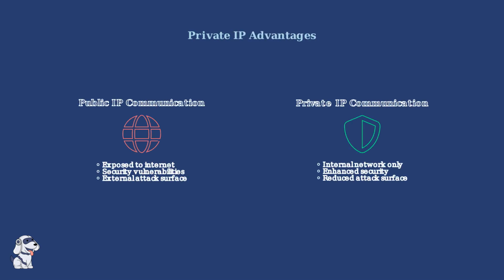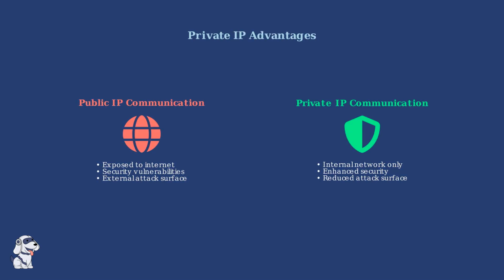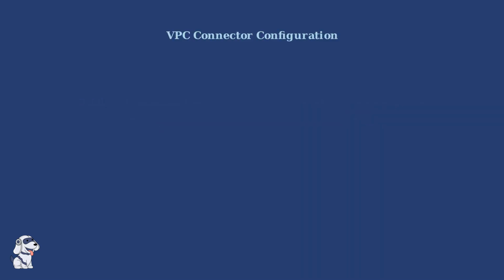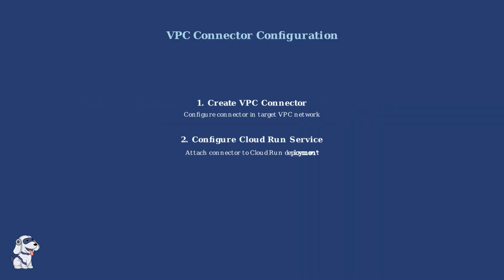VPC connectors enhance security by restricting communication to private IP addresses, eliminating exposure to the public internet, and significantly reducing the attack surface. Configuring VPC connectors involves three key steps: creating the connector within your target VPC network, attaching it to your CloudRun service, and configuring egress settings to route traffic through the private network.